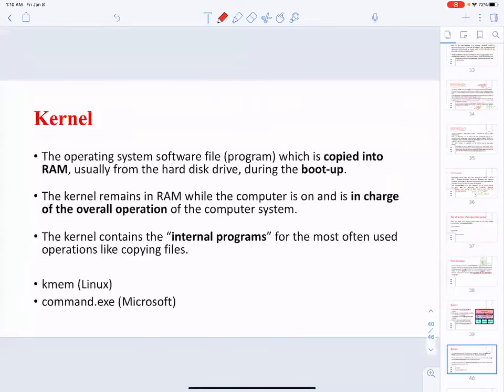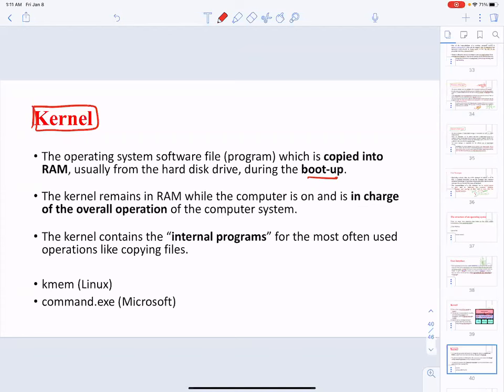So what else do we know about the kernel? We know that the operating system software, which is copied into the RAM from the hard disk drive during the boot up, this is the kernel part. What is actually being copied from the hard disk into the RAM during the booting process is the kernel. We know that the kernel remains in RAM while the computer is on and in charge. It is in charge of the overall operation of the computer system.